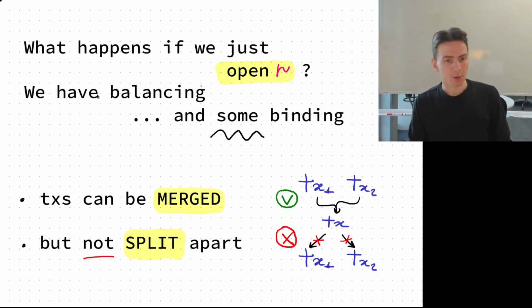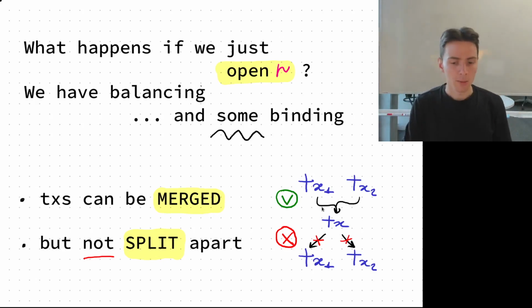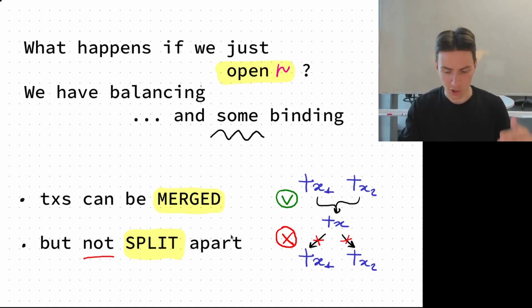So our thinking is, what happens if we just open this value r and we don't try to put it inside Schnorr, inside any non-interactive zero-knowledge proof? The answer is, we still achieve balancing, and we achieve some binding. We don't achieve full binding, but we achieve exactly the type of binding we want for swaps. Transactions can be merged, so you can have two transactions and merge them together, with all the inputs concatenated and all the outputs concatenated, but you can't split them apart because you don't know the individual randomnesses which you need to split your transaction into.